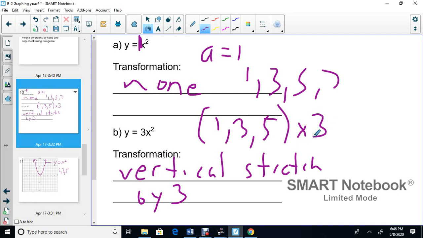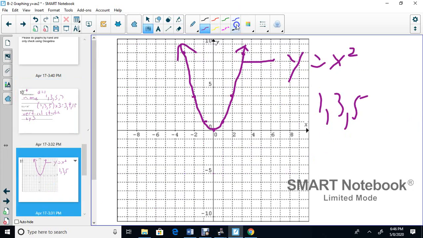When we multiply all these numbers, we get 3, because 3 times 1 is 3. 3 times 3 is 9. And then 15. Instead of using 1, 3, 5, we're going to use 3, 9, and 15 to graph. And maybe I should do a different color here. I'll use blue for this one. Okay, so let's go with the blue here. All these get multiplied by 3. We're going to use 3. 3 times 3, 9. I don't think we'll fit 15.